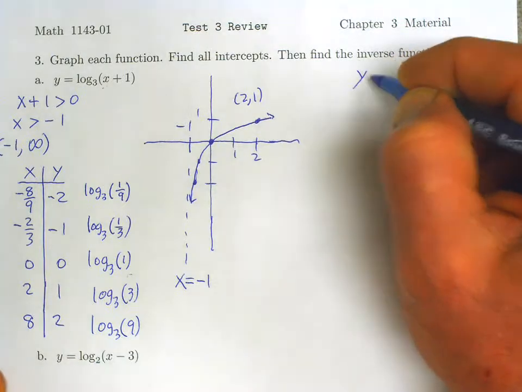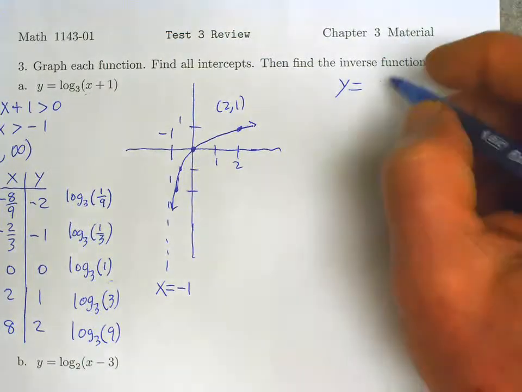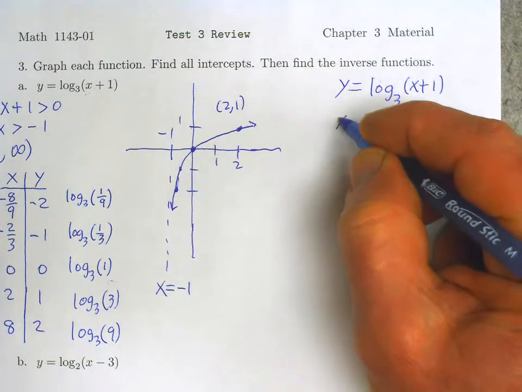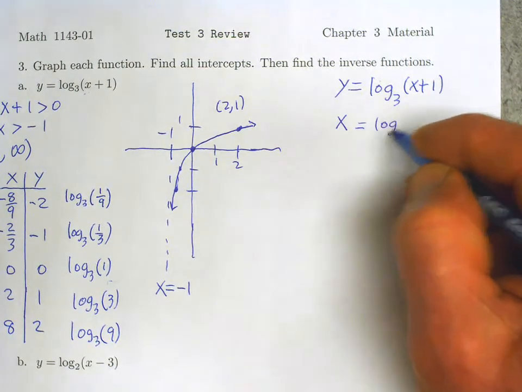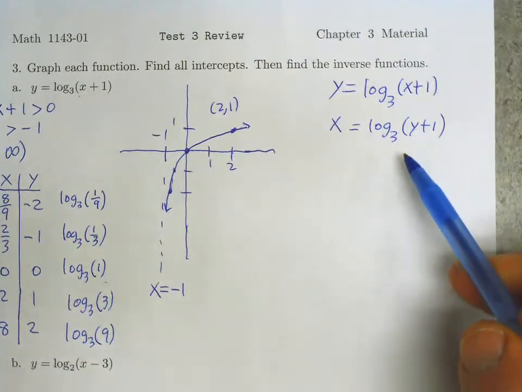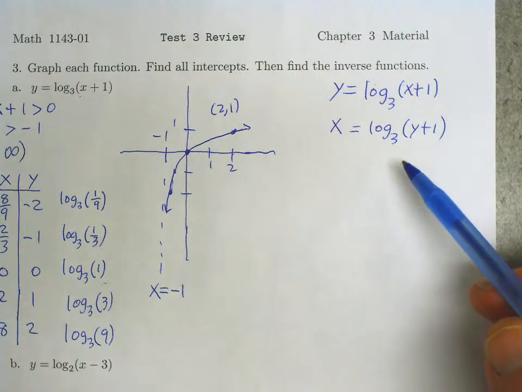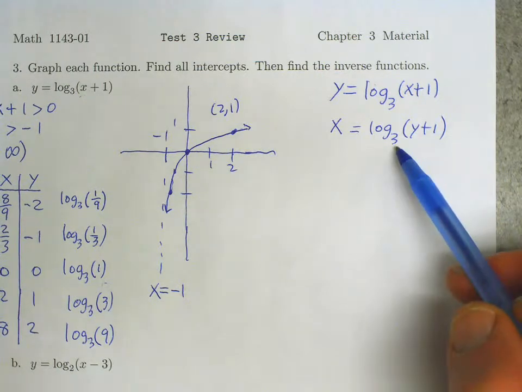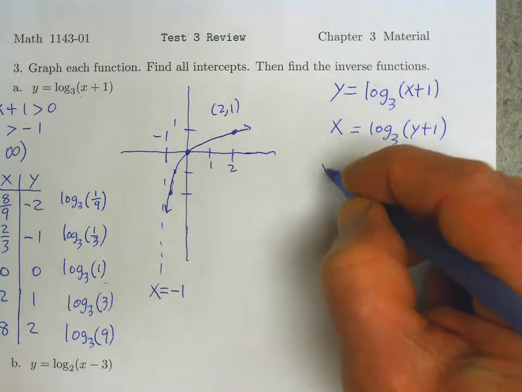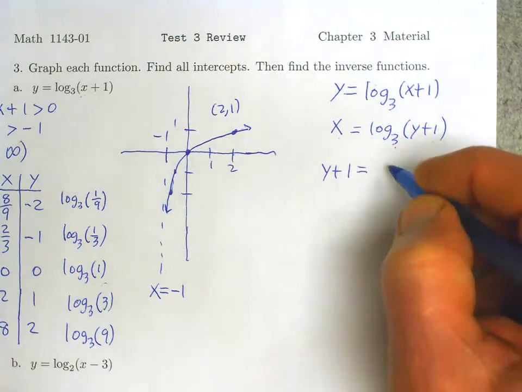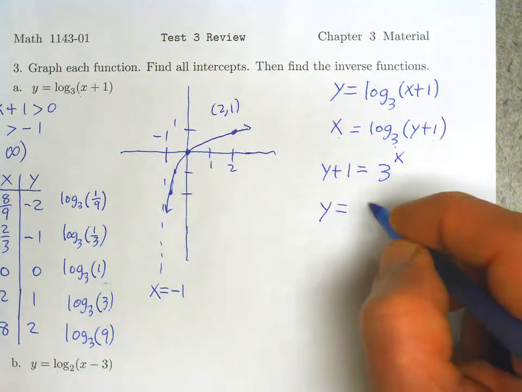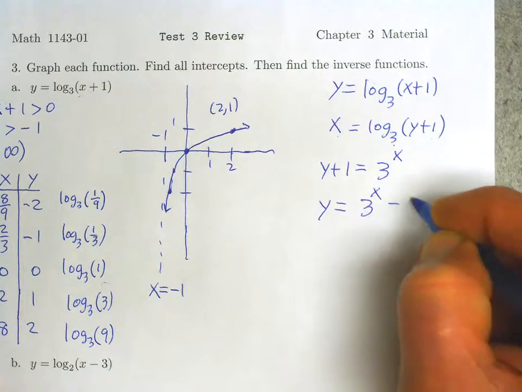So I'll just rewrite y equals log base 3 of x plus 1. Interchange x and y, so x equals log base 3 of y plus 1. And then convert this logarithmic equation into its exponential equation equivalent. 3 raised to the exponent x equals y plus 1. So I'll put y plus 1 equals 3 to the x, and then subtract 1 from both sides. Y equals 3 to the x minus 1.